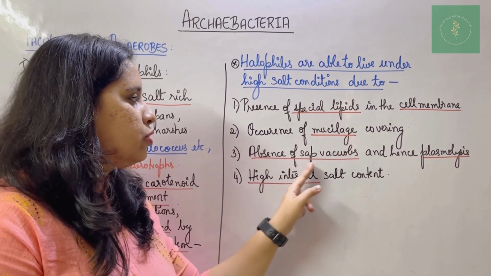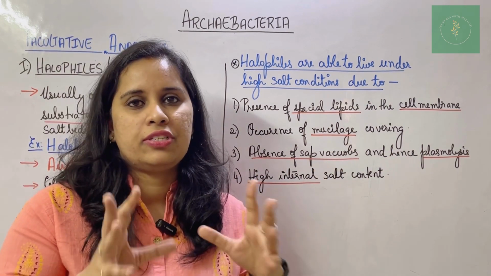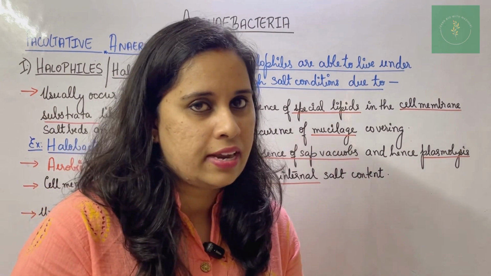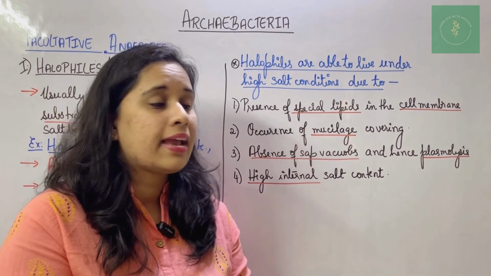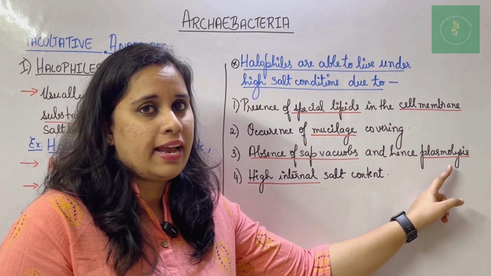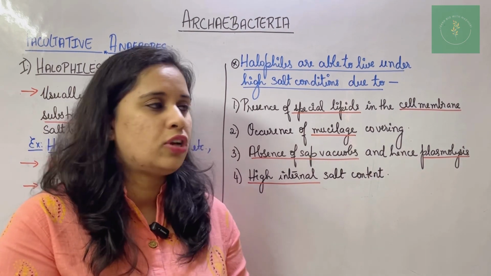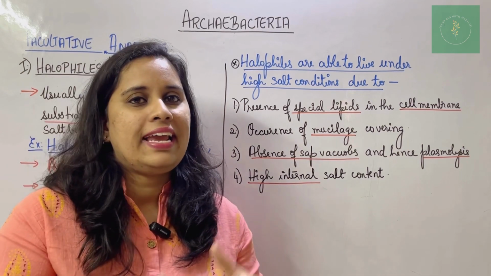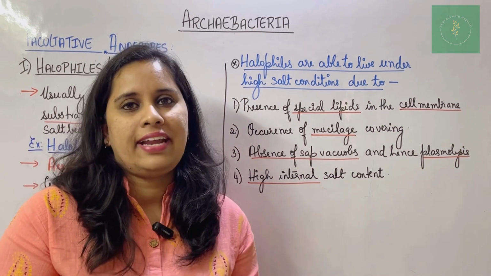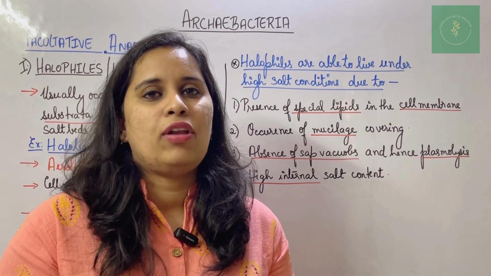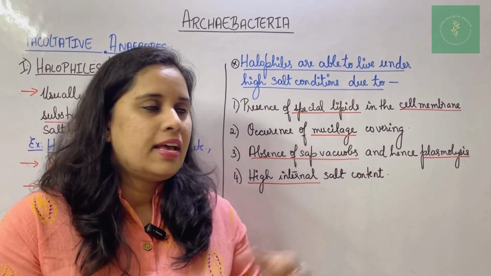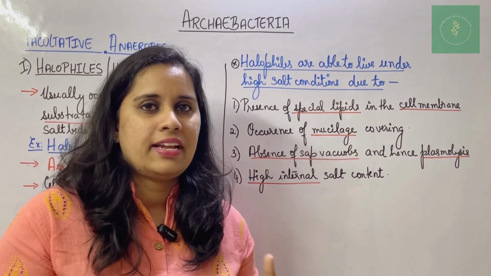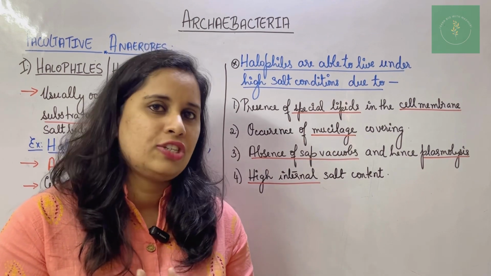Third is absence of sap vacuoles. This also I've explained in part 1 Kingdom Monera. You can look back. And hence plasmolysis, which mainly helps them to live in salt conditions, is avoided. Fourthly, it is because of the high internal salt content inside these halophile bacteria. This is how these bacteria can survive under such harsh conditions.